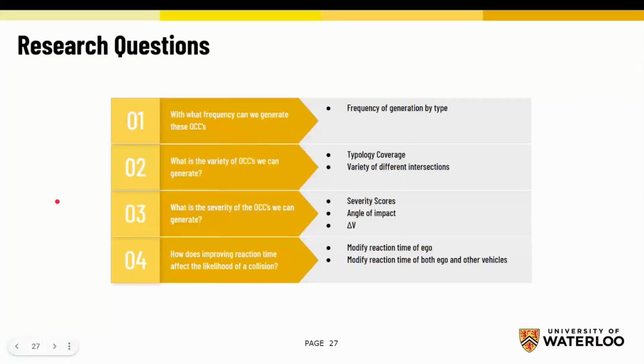Okay, back to our research questions. These are going to help us evaluate how good these scenarios actually are and how good our generators are. We're interested in what frequency we can generate these OCCs with. We're interested in the variety of OCCs we can generate, and then we're going to look at the typology coverage we're able to achieve and the variety of different intersections that we're able to achieve it on. We'll look at the severity of the OCCs that we can generate via the delta V and the angle of impact. And we're going to look at what happens when we improve reaction time. Are these scenarios robust to a better reaction time?